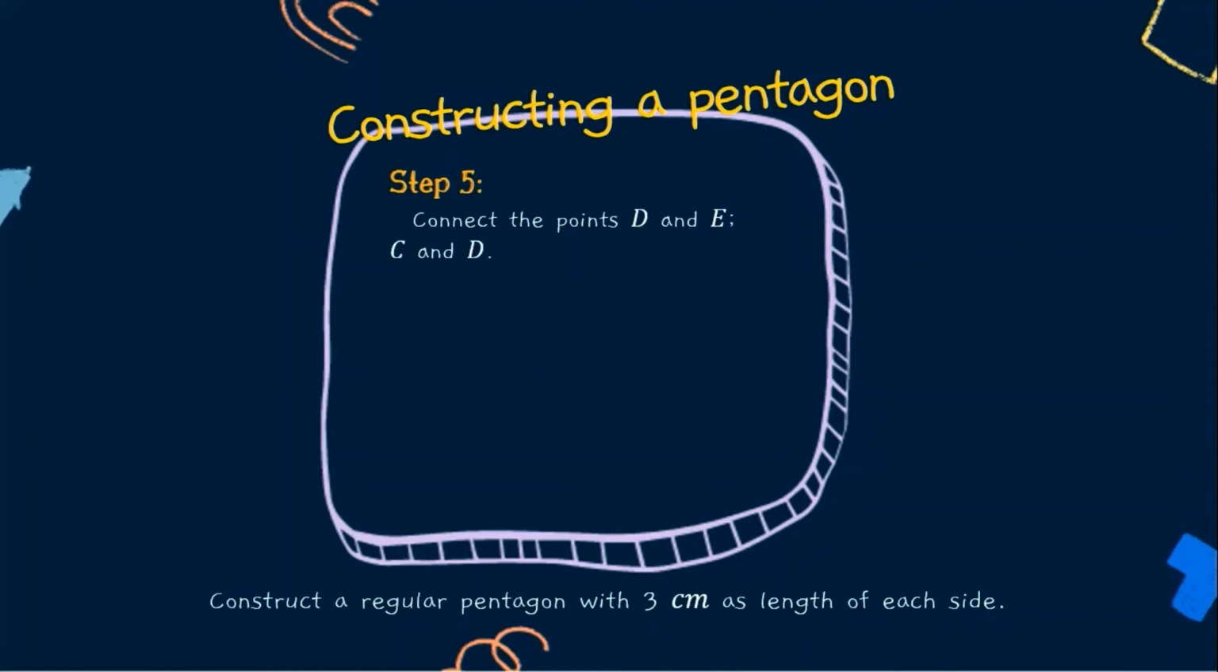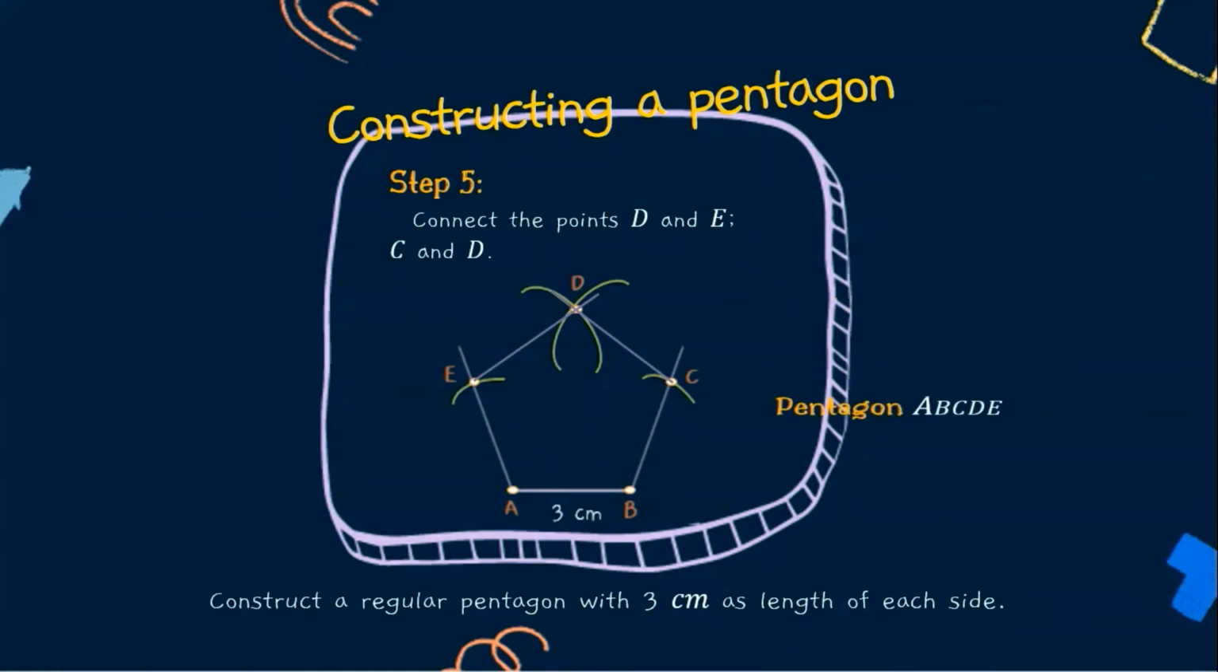Step 5, connect the points D and E and C and D together. Ito yung ating last construction kanina from step 4. Connect natin yung point D and E at yung point C and D. Ito na yung ating pentagon ABCDE na ang bawat side ay may sukat na 3 cm.